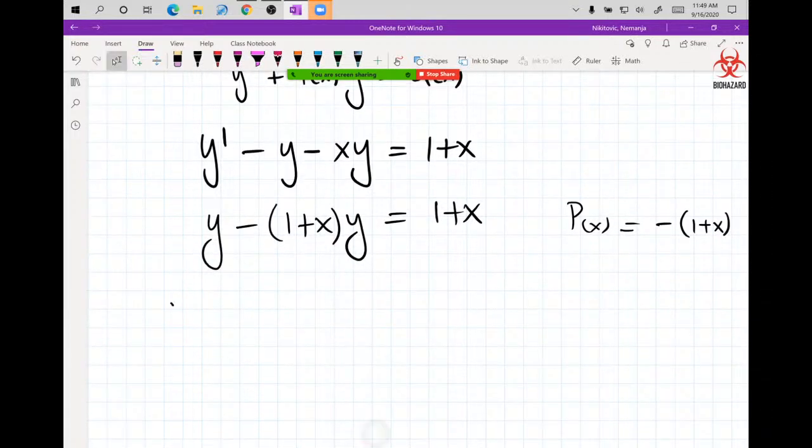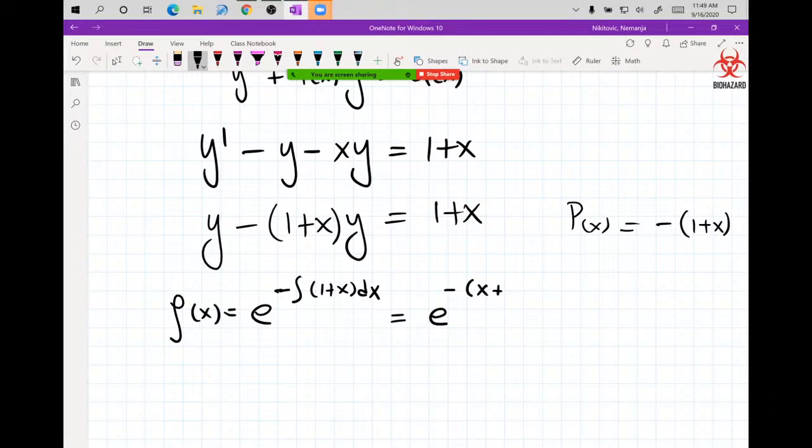And now I can finally compute rho of x, which is e to the negative integral of 1 plus x dx. And that is going to give me e to the negative x plus x squared over 2.